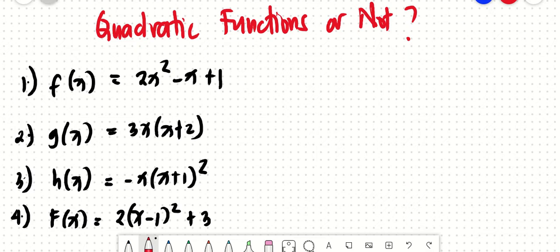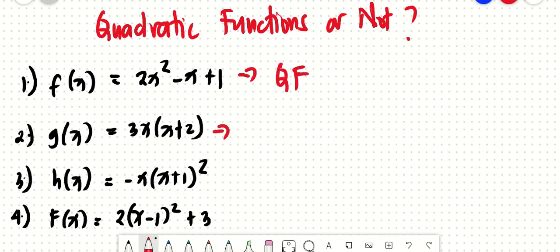First example, f of x equals 2x squared minus x plus 1. Take note, balikan natin yung definition ng quadratic function. It is a function of second degree. So, dapat yung highest exponent lang dyan is 2. At the same time, given yung quadratic term, yung ax squared dapat given. So, identify natin yung first example. Is it quadratic or not? Very good, it's a quadratic function.